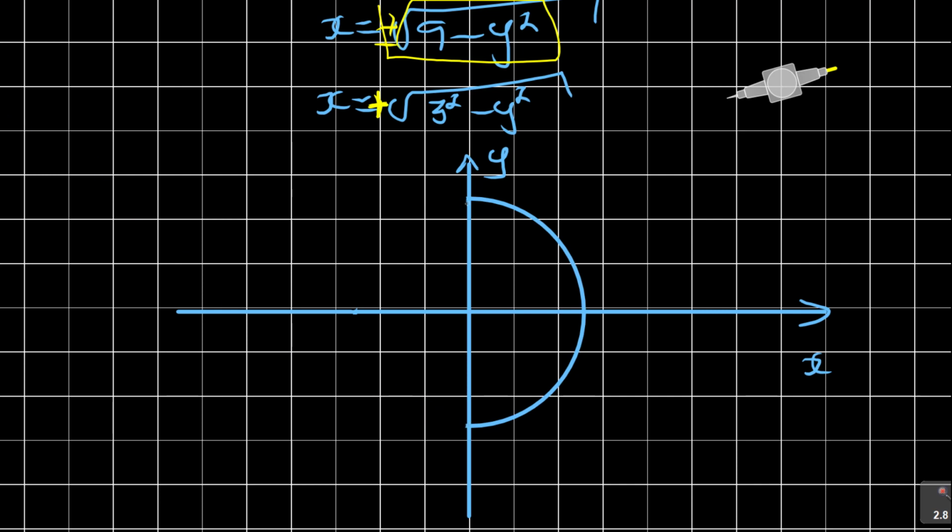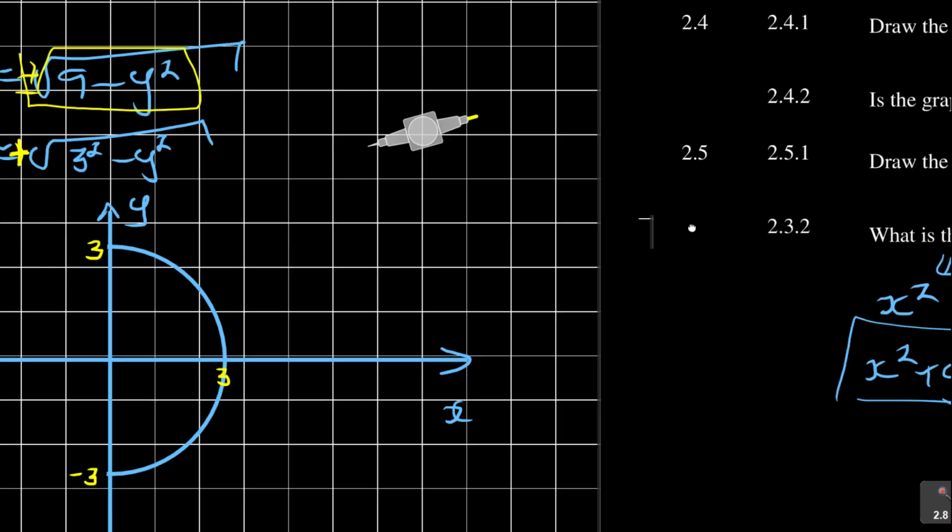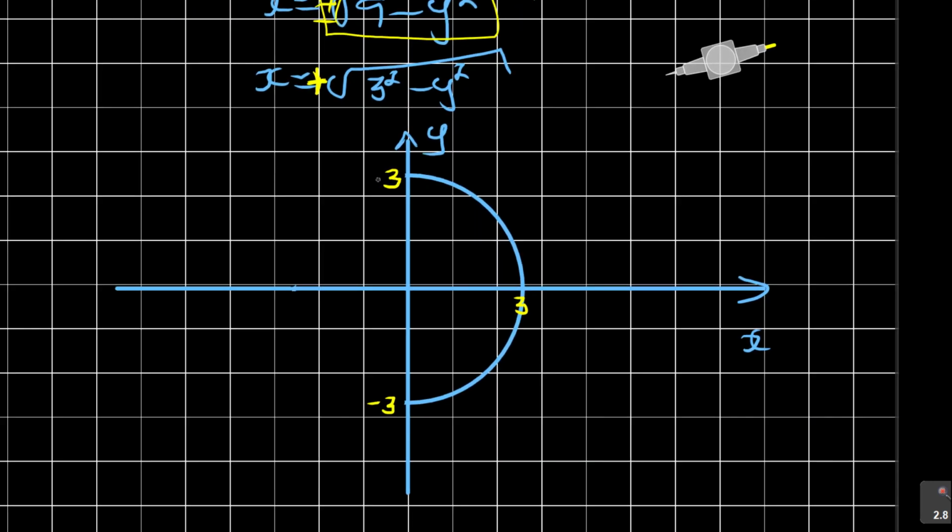So when you do it now, remember that is your radius, the length there. So you have 3 there, and minus 3 there, and 3 there. So that is the graph that we're talking about. And then the question was, what is the range of the graph? Meaning, what are the y values of the graph? You can see where they start. They start from 3 to -3. So you can say -3 is less than or equal to y, and y is less than or equal to 3.